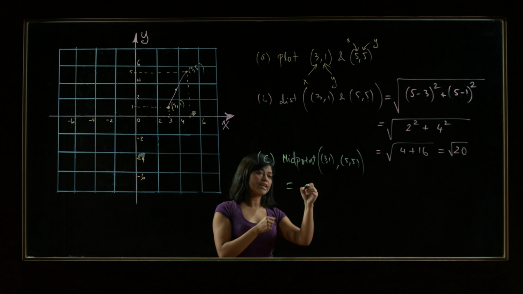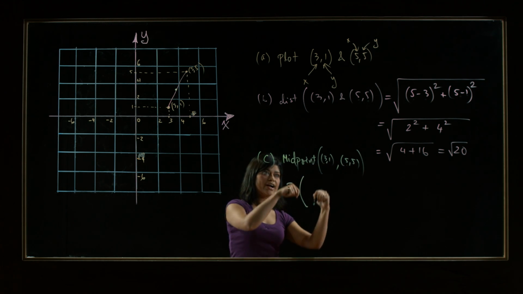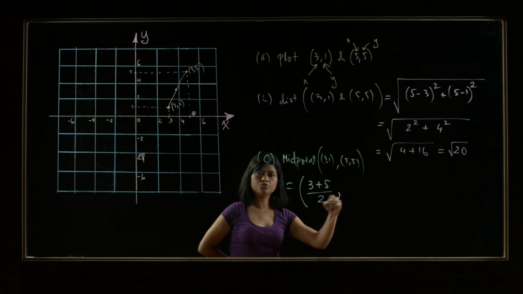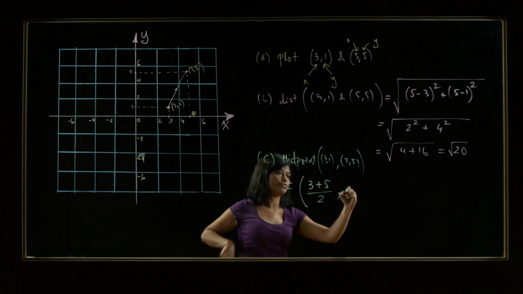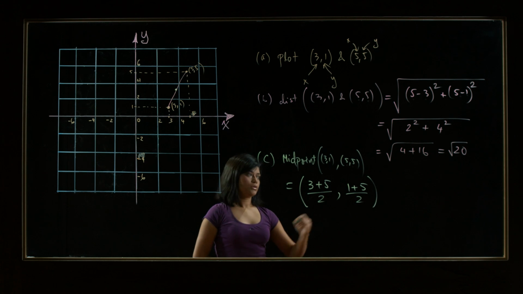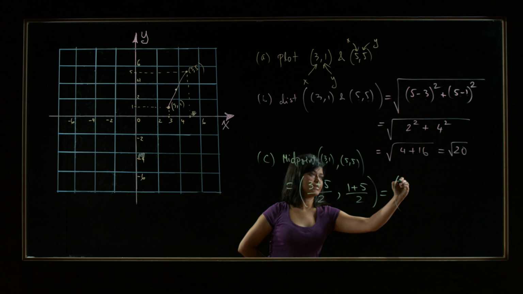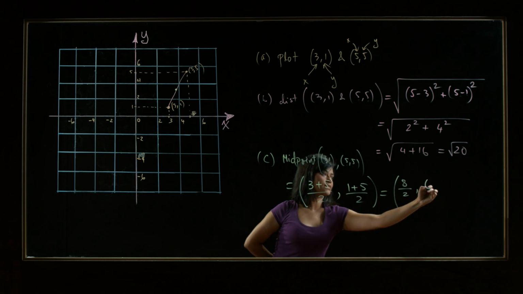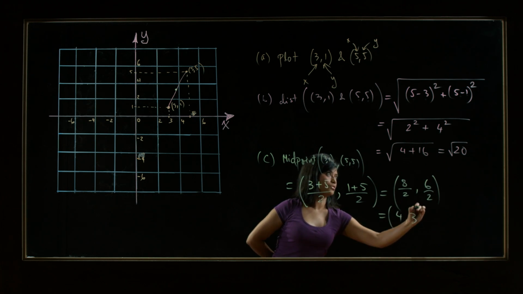So the x-coordinate can be determined by, you have to add the 2 x's and divide by 2. So it's 3 plus 5 divided by 2. And then for the y, you have to add the 2 y's and divide by 2. So it's 1 plus 5 divided by 2. And that will give you 5 plus 3, that is 8 over 2, and 5 plus 1, that is 6 over 2. And this is (4, 3).